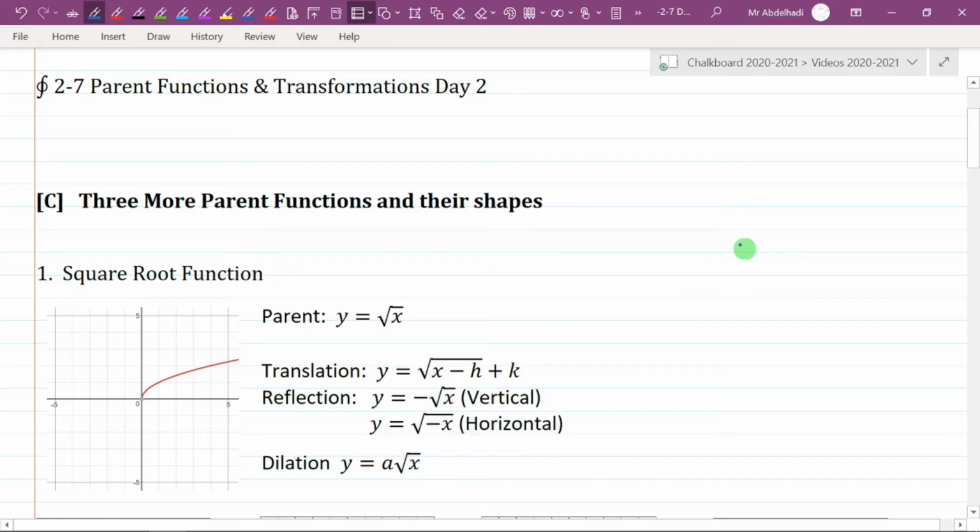Okay, welcome back. Today we're going to do the second day of parent functions and transformations. Last time we learned about three functions: linear functions, which are lines, parabolas, and absolute value functions. So we learned their shapes, how to move them up, down, left, right, and how to stretch them on a graph. Today we're going to add three more functions onto that and then we're done.